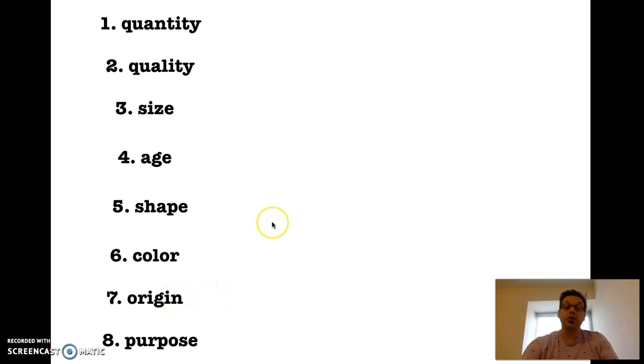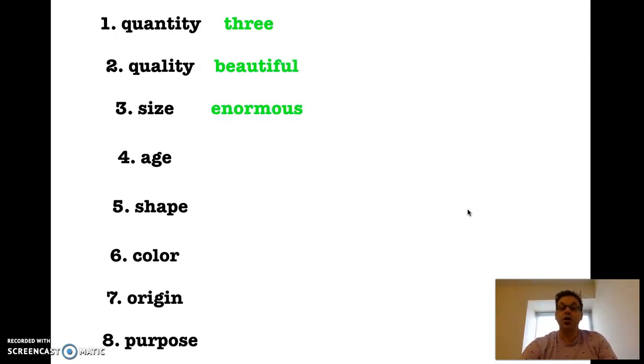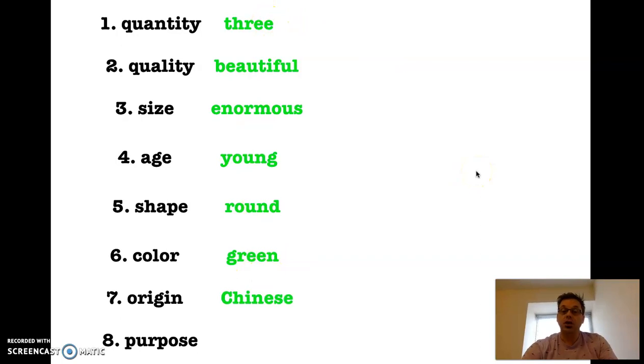Let's look at some examples. Quantity, we have things like 3, right? Quality, we have beautiful. For size, we have enormous, really, really big. For age, we have young. Shape, we might have round. Color, green, like the words I'm using here. Origin, Chinese. And the purpose, maybe for cooking. How about some examples for each?